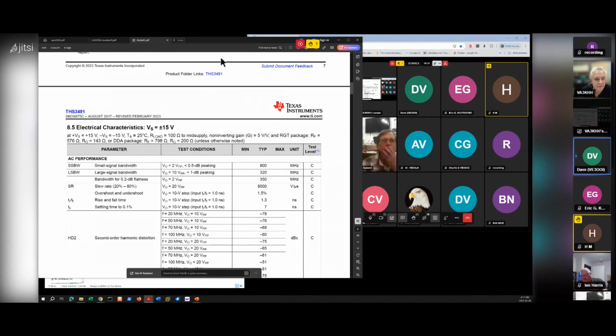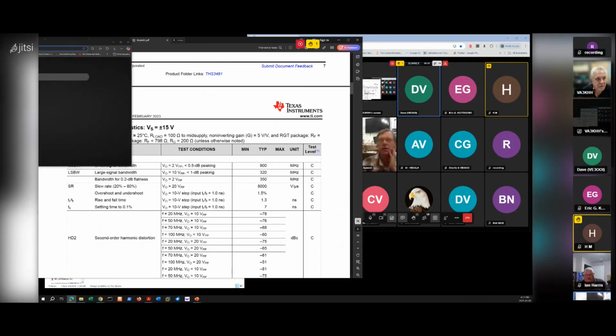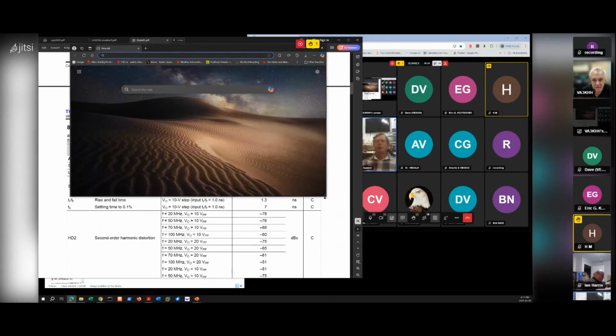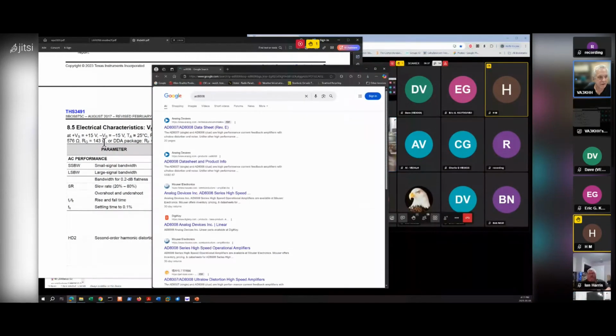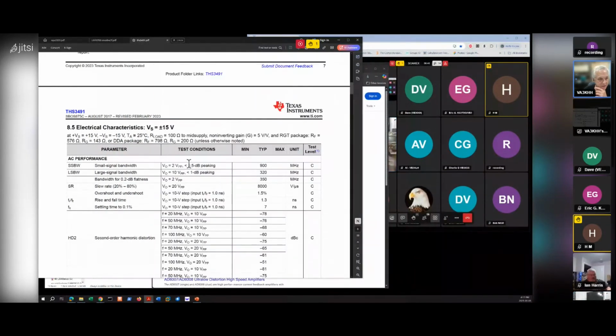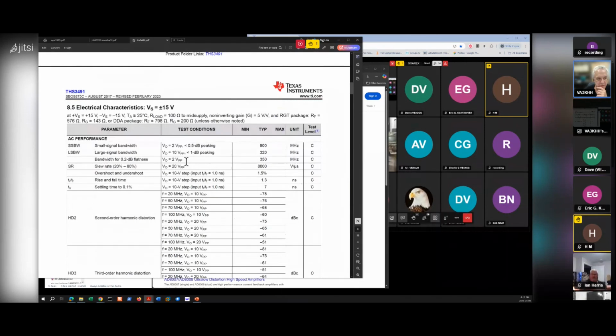Was that a voltage or a current? No, that was a current. I wasn't even thinking it was a current op amp; I was just messing with it, thinking it was a voltage op amp. But it turns out it was a current op amp. Even just looking at the spec sheet here, you were using plus minus 15 volt supplies, I'm assuming, or whatever the chip was rated for. If you look at this one, a bandwidth for 0.2 dB flatness at 2 volts peak to peak, they've rated at 350 megahertz typical. That's pretty impressive.